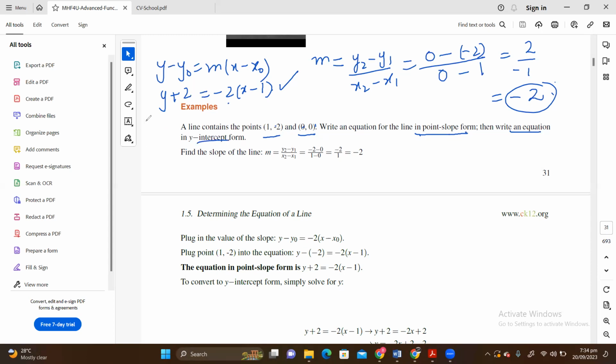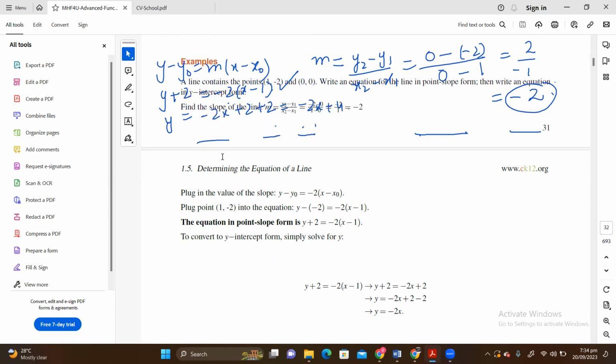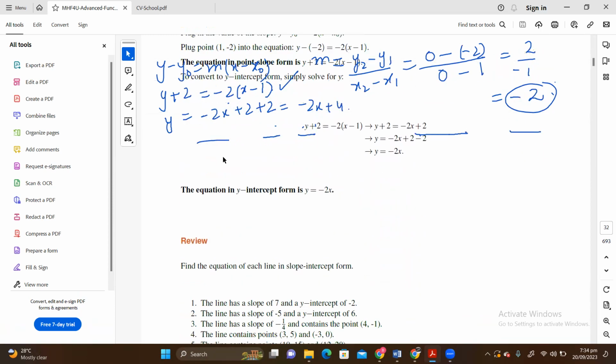y-intercept form. Okay, so I have to solve for y. y plus 2 is equal to minus 2x, and then minus plus 2. So y is equal to minus 2x plus 2 minus 2, to cancel. So y is equal to minus 2x. Very good.